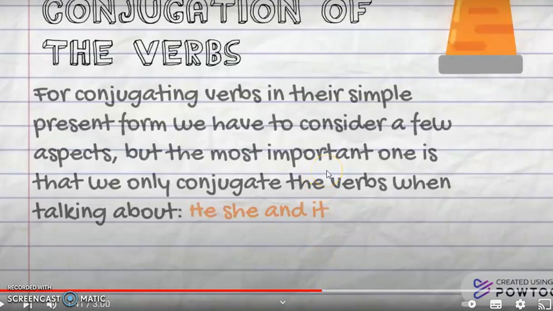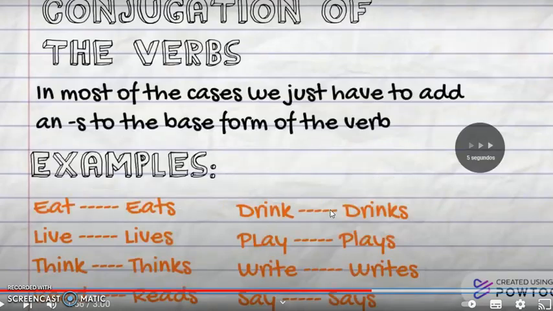Conjugation. Let's read. For conjugating verbs in their simple present form, we have to consider a few aspects. But the most important one is that we only conjugate verbs when talking about he, she, and it. And this is what I was telling you last lesson. If we are not talking about these three personal pronouns, he, she, it, the verbs are not conjugated. On the other hand, if we are talking about he, she or it, then we do have to conjugate the verbs. Now let's look at some of those conjugation rules.